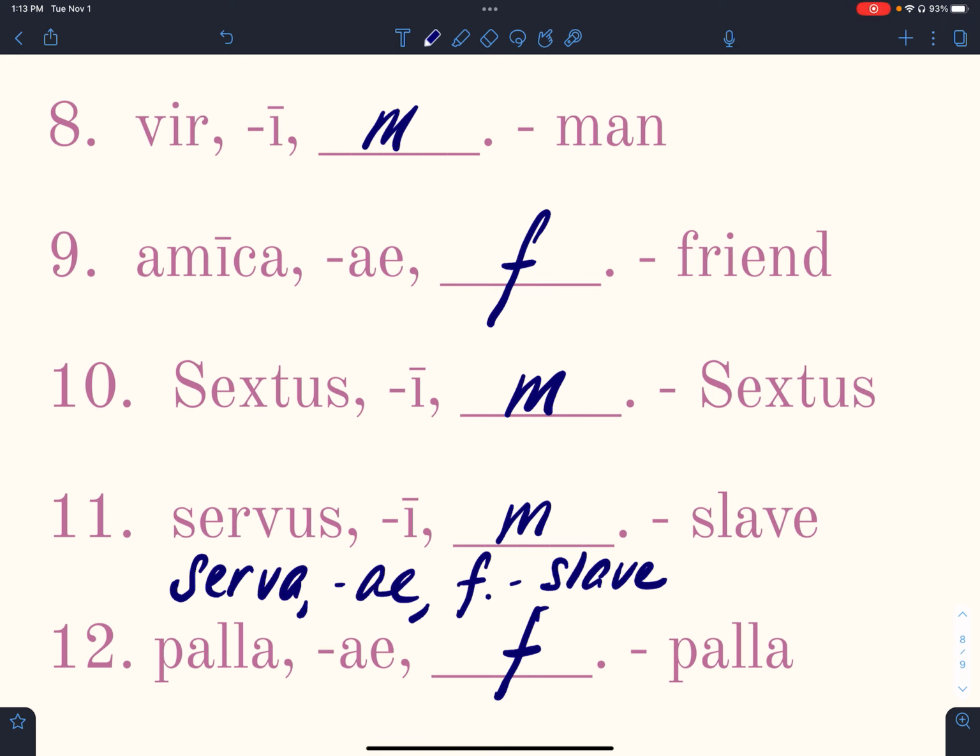But isn't there also ancilla? What's the difference? Ancilla is another word for a female slave.